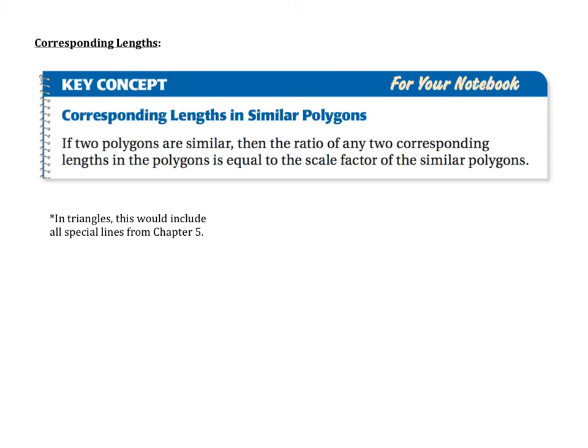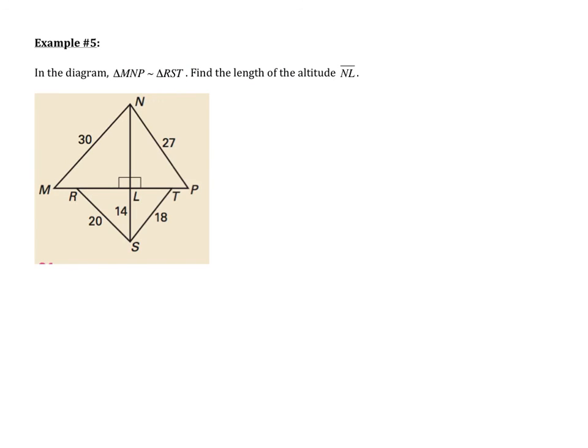So what we're talking about here is like all of those lengths that we talked about in chapter 5. So we had the altitudes of triangles, we had the medians, we had the perpendicular bisectors. All of those different special lines that we talked about in chapter 5 would apply to this key concept. If you know what the scale factor is for the similar polygons, that same scale factor would apply to any of the lengths inside of those similar polygons. So let's apply that idea in example number 5.